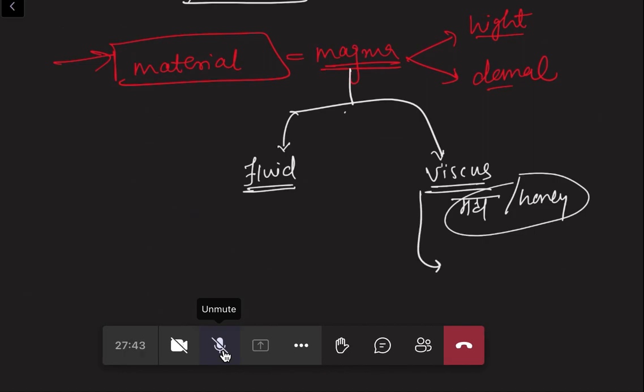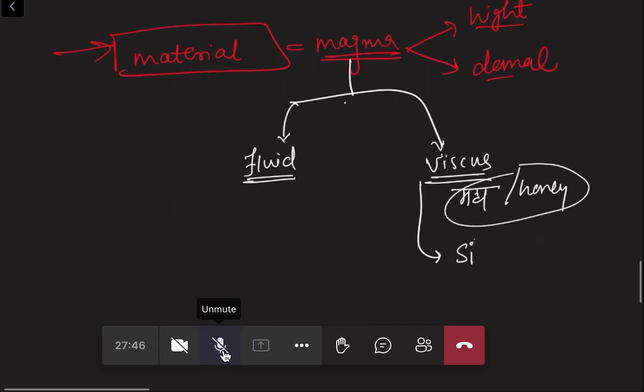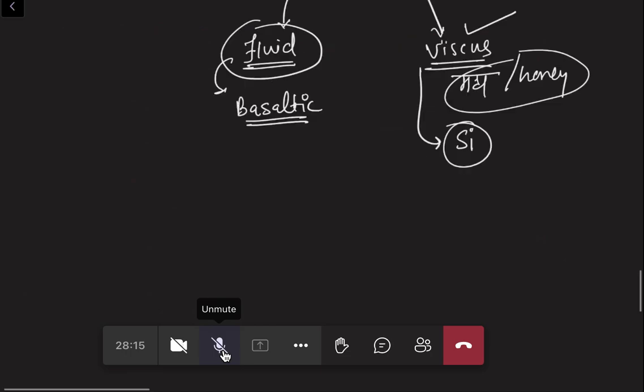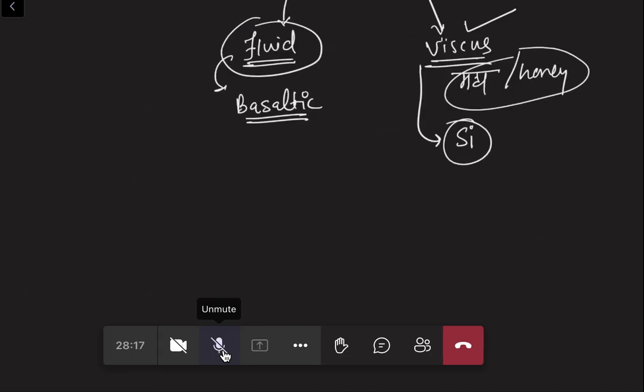Now, viscous magma is there when there is silica content. When silica content is more in the magma material, it becomes viscous. When it is fluid, it's very liquid like water. When it comes out, it flows like anything, like water. This happens when the rock inside it is basaltic. Okay? Now see what happens when the viscous magma comes out.